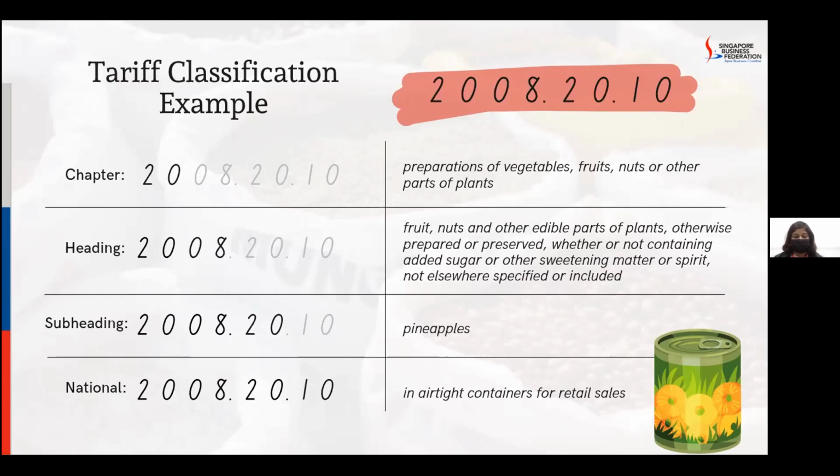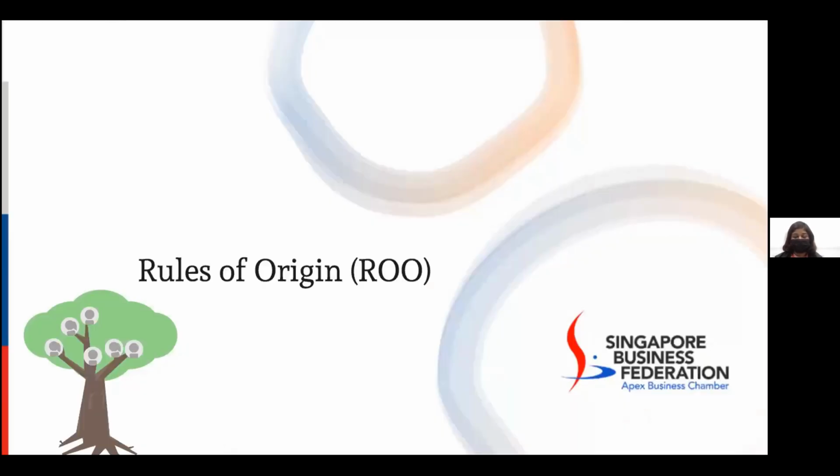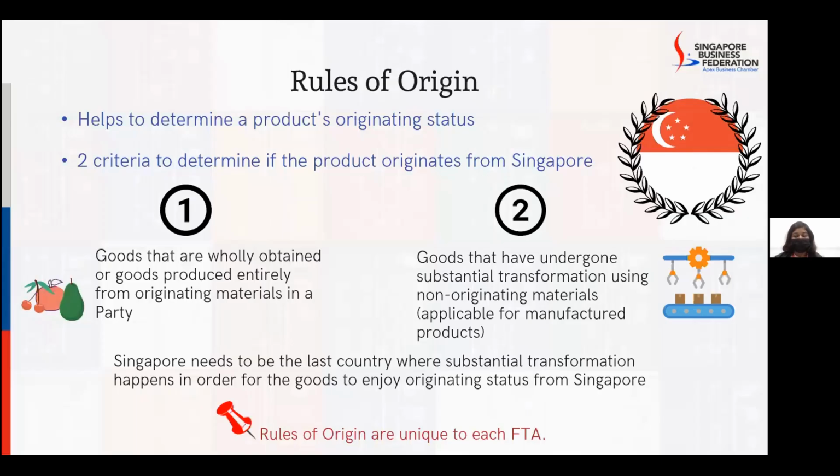6-digit level. Next, we'll be moving on to the rules of origin, which is actually a set of criteria that's used to determine the product's originating status. So there are two criteria to determine if the product originates from Singapore, which is wholly obtained and not wholly obtained. If the products are not wholly obtained, they must have undergone substantial or minimal transformation. So if you're exporting goods from Singapore, you actually need to ensure that Singapore is the last country that the products undergo substantial transformation to enjoy originating status.